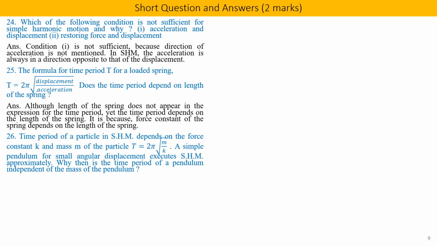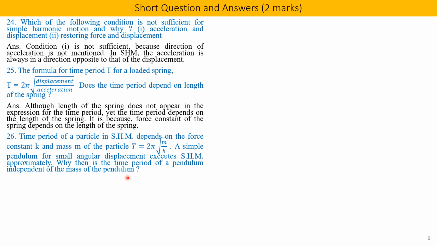Question number 26. The time period of a particle in simple harmonic motion depends on the force constant k and mass m, according to the equation T equal to 2 pi into square root of m by k. A simple pendulum for small angular displacement executes simple harmonic motion approximately. Why then is the time period of the pendulum independent of the mass of the pendulum?